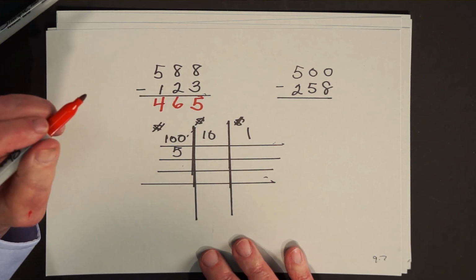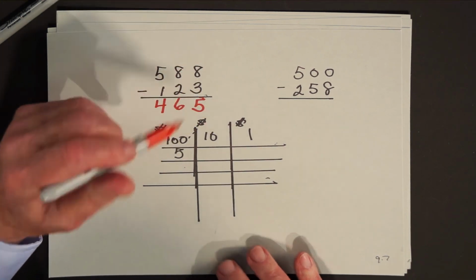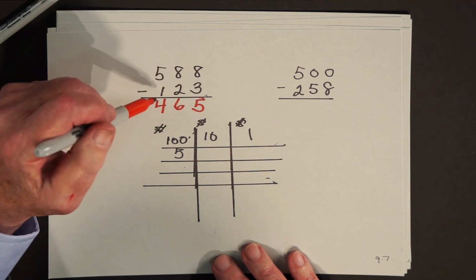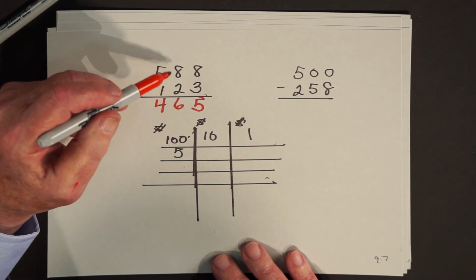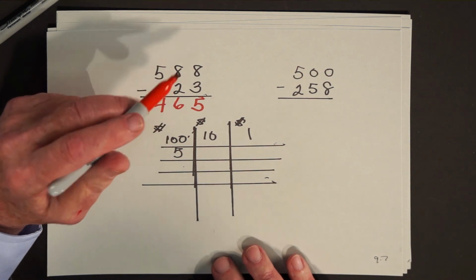Answer is 400. And again, notice how we were able to rearrange things the way we wanted. In other words, we were able to look at the ones column separately, the tens column separately, the hundreds column separately.